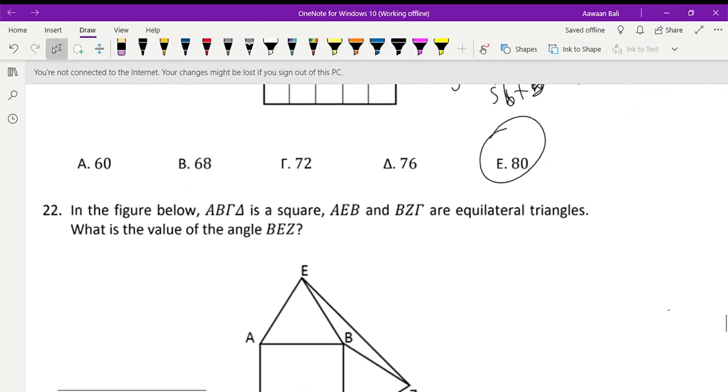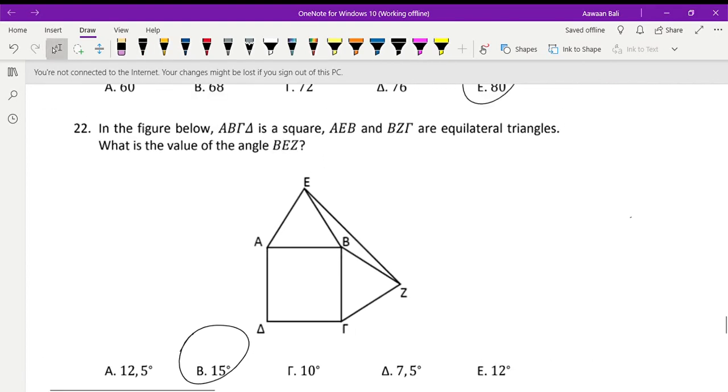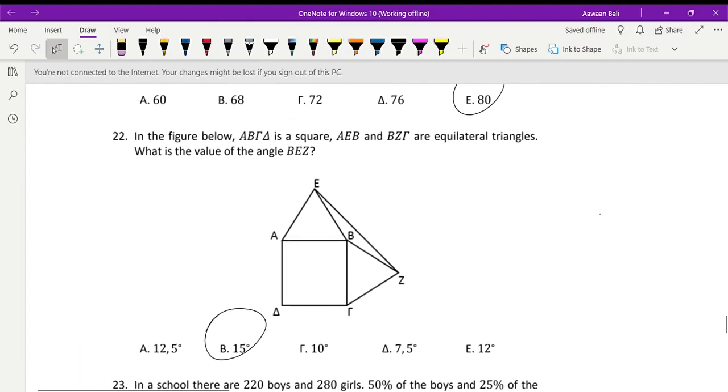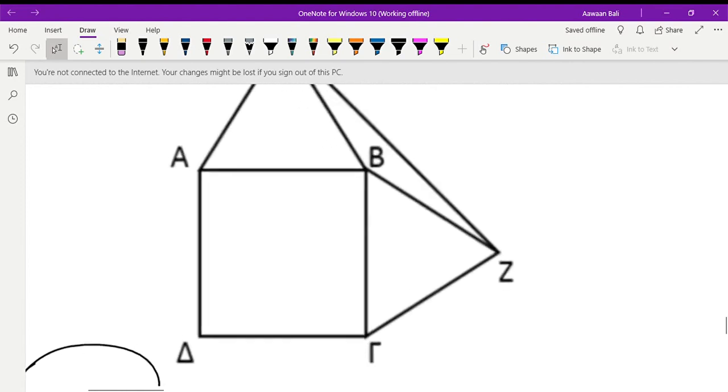So question number 22. In the figure below, alpha, beta, gamma, delta is a square. Alpha, eta, beta, and beta, zeta, gamma are equilateral triangles. What is the value of the angle beta, eta, zeta? A lot of Greek letters, but let me explain.